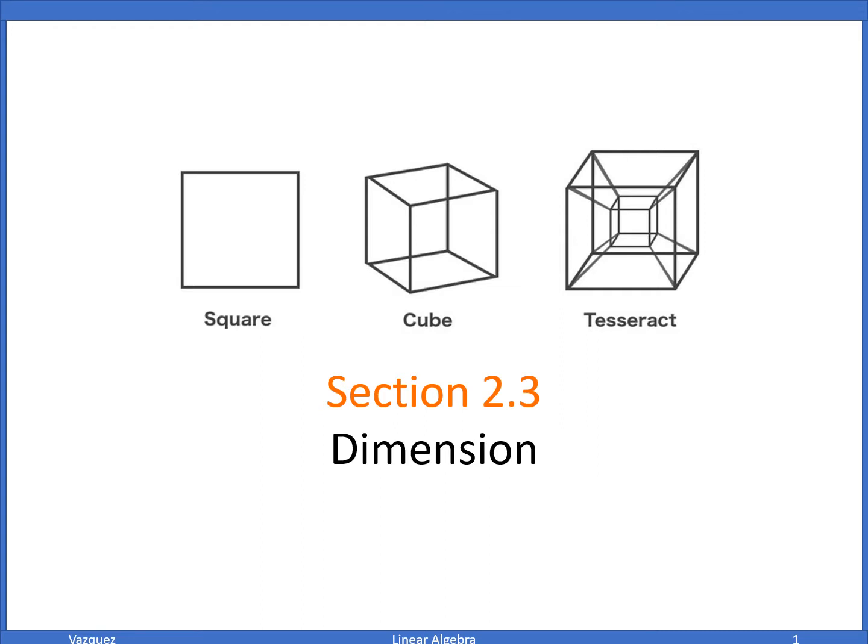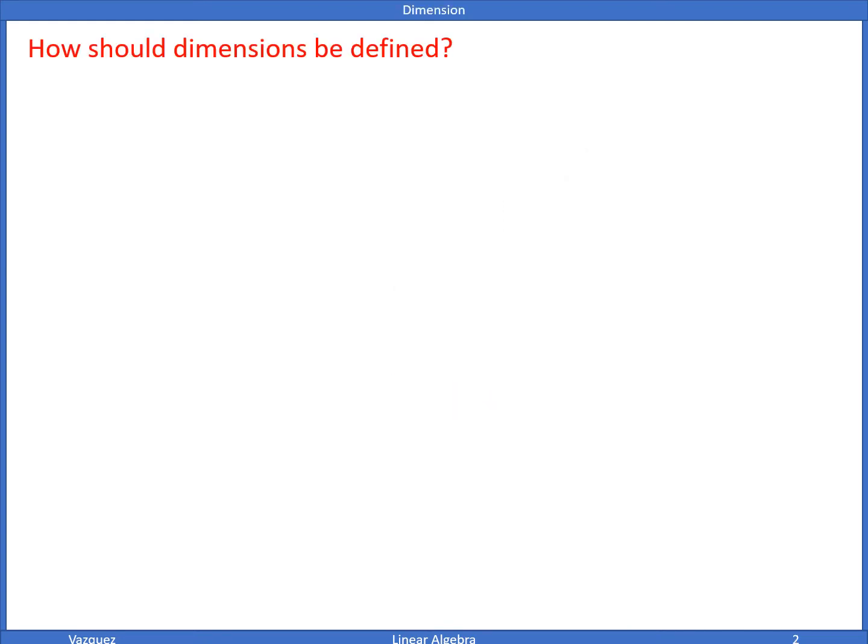Section 2.3 is actually the last section of chapter 2, and we're going to be talking about dimension, as you can see there. Although we have been discussing finite dimensional vector spaces, we really haven't defined the dimension of such an object, right? So the first question is, how should dimensions be defined?